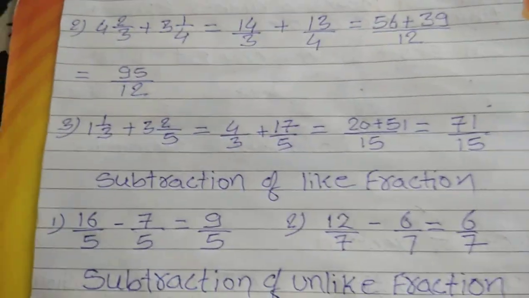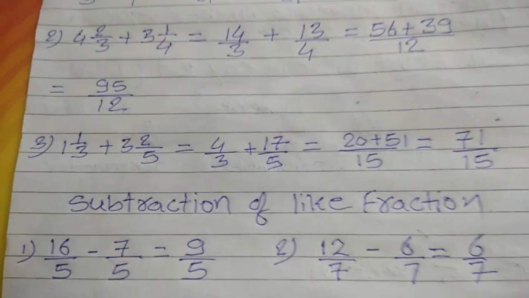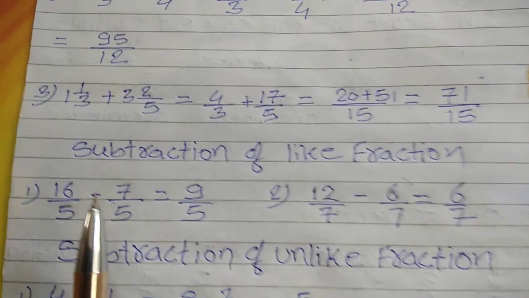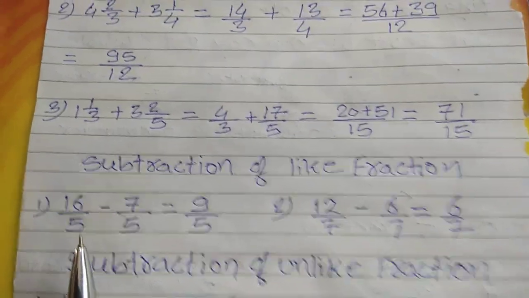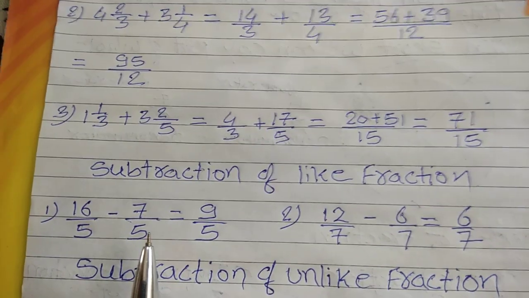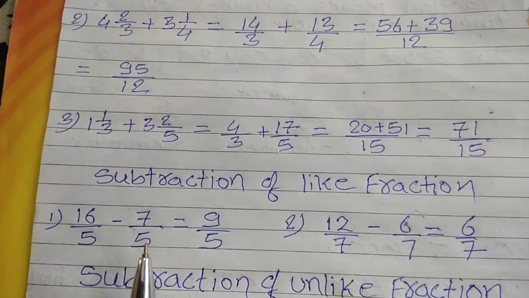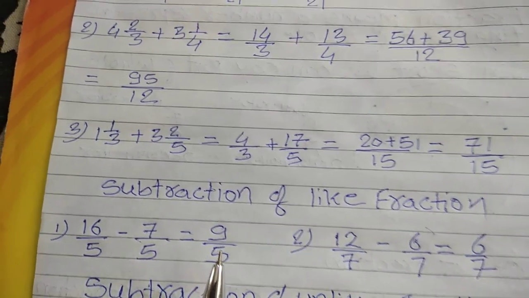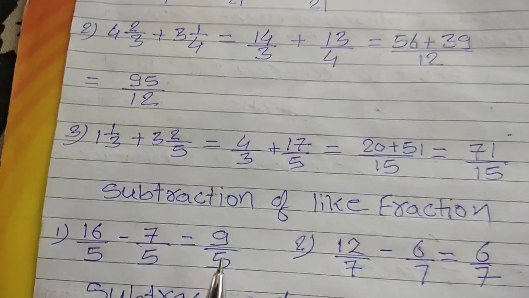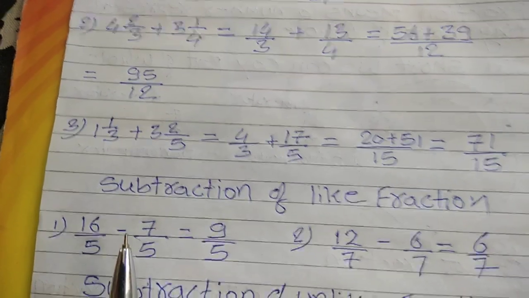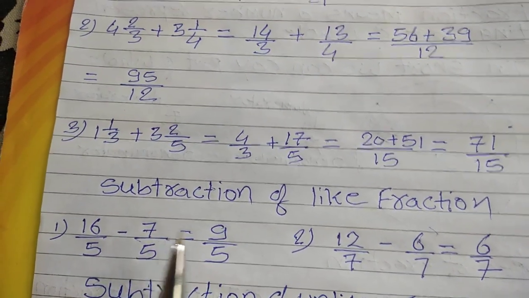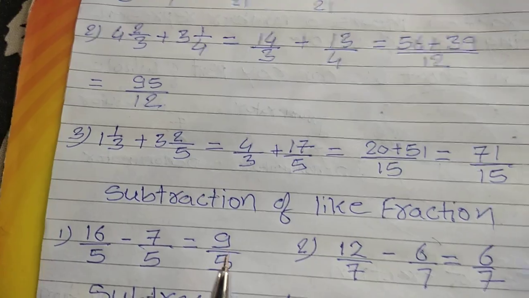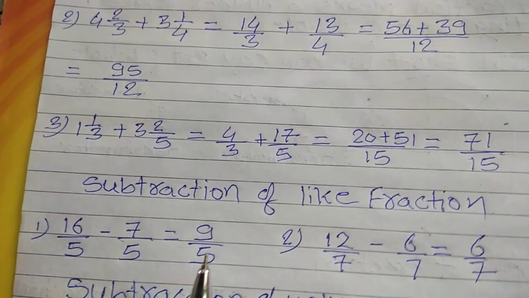Now we will see the subtraction of like fractions. In subtraction of like fractions, I have taken here 16 upon 5 minus 7 upon 5. When both denominators are the same, that is called a like fraction. So this 5 as it is, as we saw in addition, no changes there. Denominator as it is. Now 16 minus 7 is equal to 9, and 5. So 9 upon 5 is the answer.